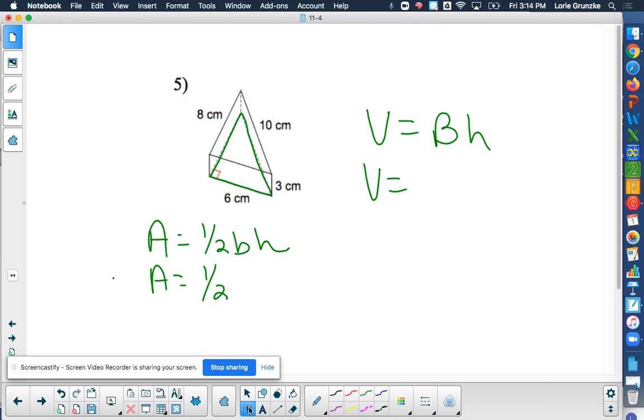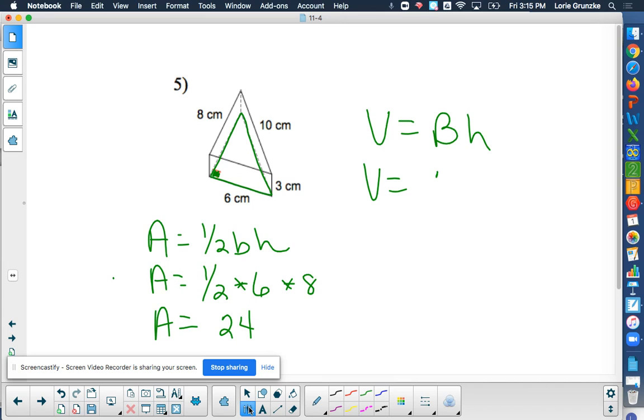So you'll see the 6, that's the 10, and that's the 8. So which two do you use? You use the two that are 90 degrees apart. So you use the 6 and the 8. So 1/2 times 6 times 8. And you should get 24.